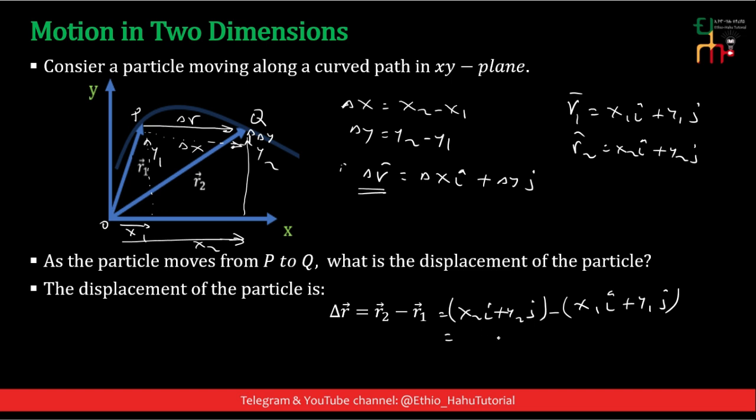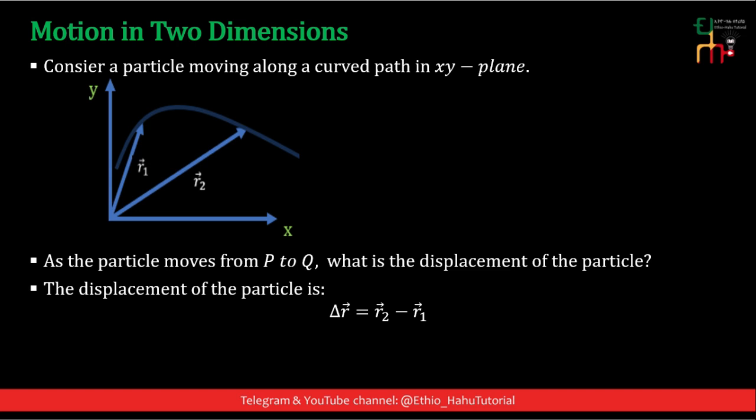Let's collect X components together. X2 minus X1 I plus Y2 minus Y1 J. But X2 minus X1 is delta X. X2 is from this point to this point and X1 is from this point to this point. This is delta X. Delta X I plus Y2 minus Y1 is delta Y J. Therefore, the displacement made by the particle, delta R, is equal to R2 minus R1, and this is equal to delta X i plus delta Y j. This is our first equation.